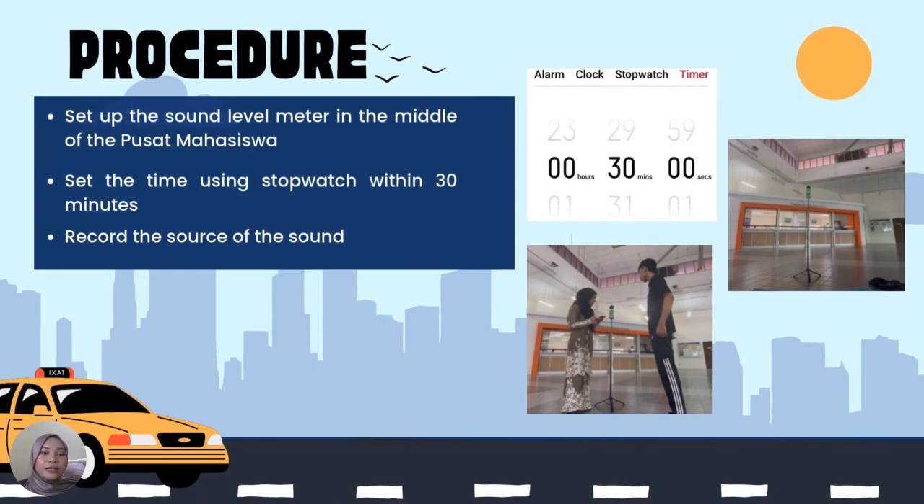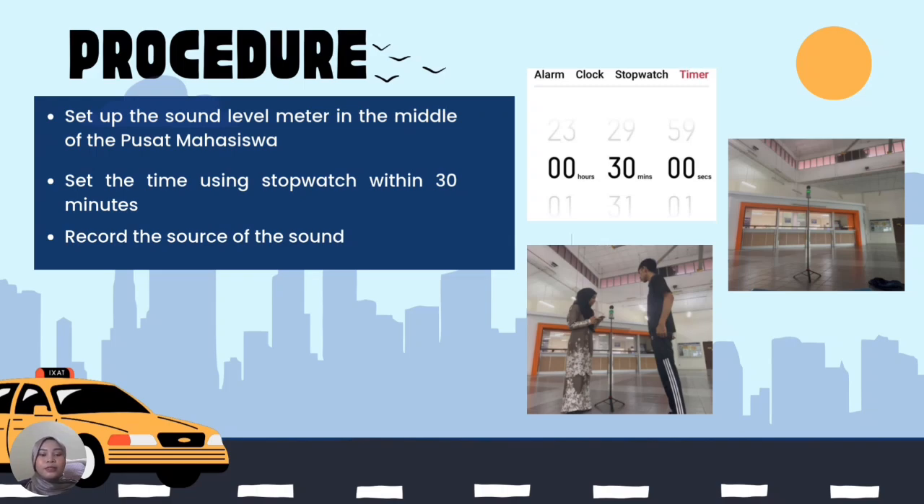Fourth, we set up the sound level meter in the middle of Pusat Mahasiswa. We put the sound level meter in the middle because we want to place the measuring device at an optimal central location for uniform data collection. Fifth, we set the time using a stopwatch for 30 minutes, because we want to conduct the sound monitoring session over a 30 minute duration, which gives a better average for noise fluctuation.